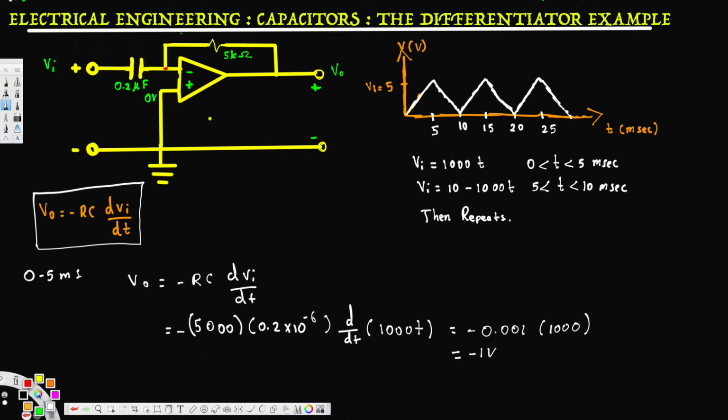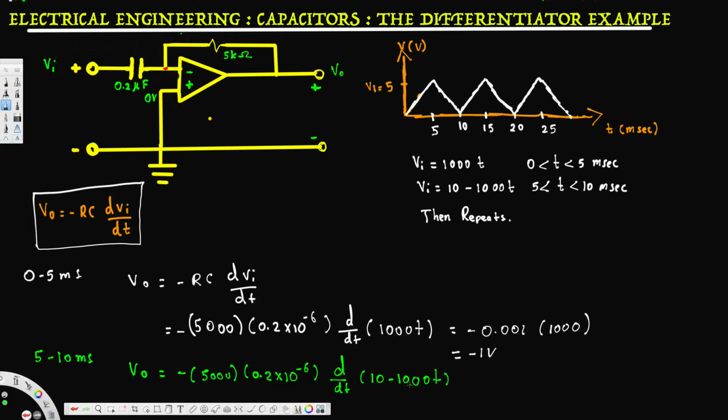And let's see what happens when we have 5 to 10 millisecond, same equation. Vo is equal to negative RC dVi by dt. Negative, the resistance is 5000, times capacitance is 0.2 times 10 to the power minus 6, d by dt. And here we are going to have 10 minus 1000 t, as we see in here.